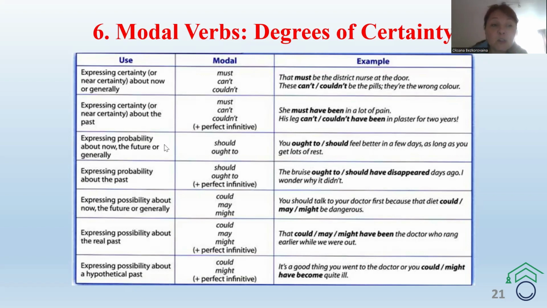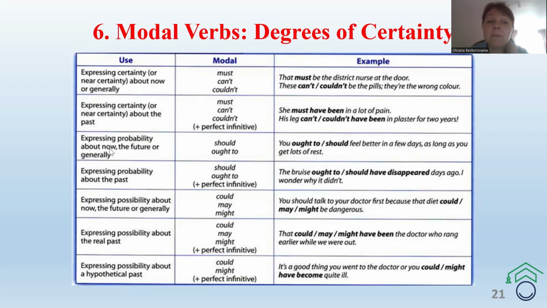Expressing certainty or near certainty about the past, we use the same modal verbs, must, can't, couldn't, plus perfect infinitive. She must have been in a lot of pain, for example, when she broke her arm. Напевне, вона відчувала сильний біль. Я майже впевнена. His leg can't have been in plaster for 2 years. Or his leg couldn't have been in plaster for 2 years. Це не може бути, щоб його нога була в гіпсі 2 роки. Я впевнена в цьому.